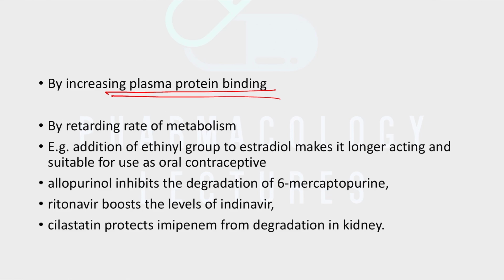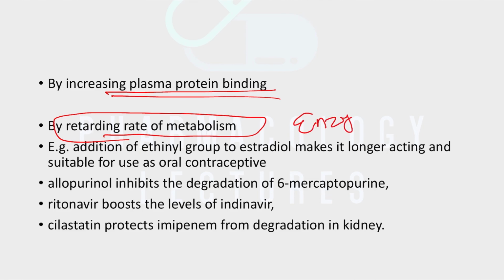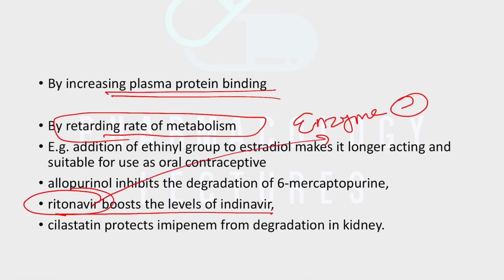We can increase the duration by decreasing the rate of metabolism. If we decrease the rate of metabolism, here comes the concept of enzyme inhibition, right? So if we give drugs which inhibit the enzyme, it will increase the duration of action, and many examples we have covered. One more example is ritonavir boosting the level of indinavir. So many of the anti-HIV drugs are given with ritonavir because ritonavir is an enzyme inhibitor which increases the concentration of other drugs. Right? So this is one more example of decreasing metabolism.